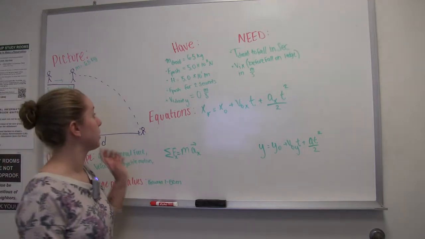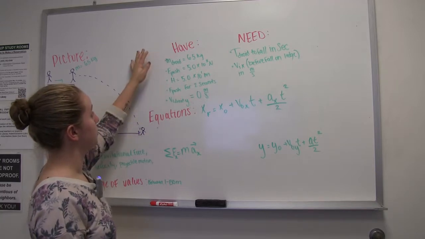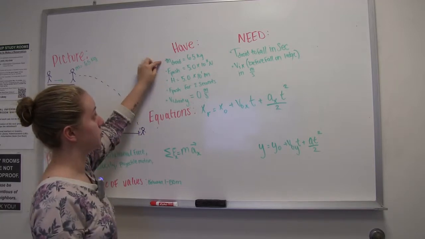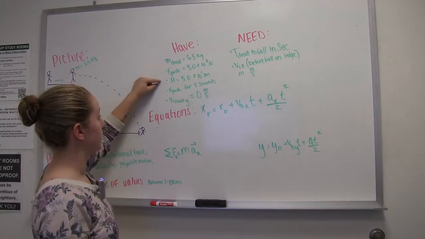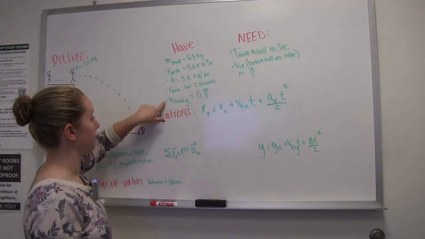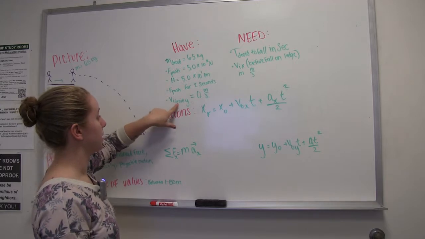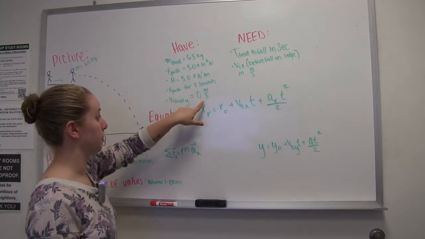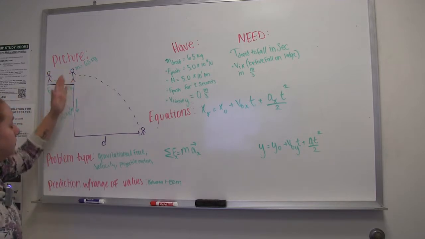So after I have drawn the picture and I kind of know what's going on, I write down everything that I have. Just like I said, I have the mass of the droid at 65 kilograms, the force of the push for the amount of time, the height, and the initial velocity of the droid in the y direction, which is 0.0 meters per second, because we know that he's starting from rest.